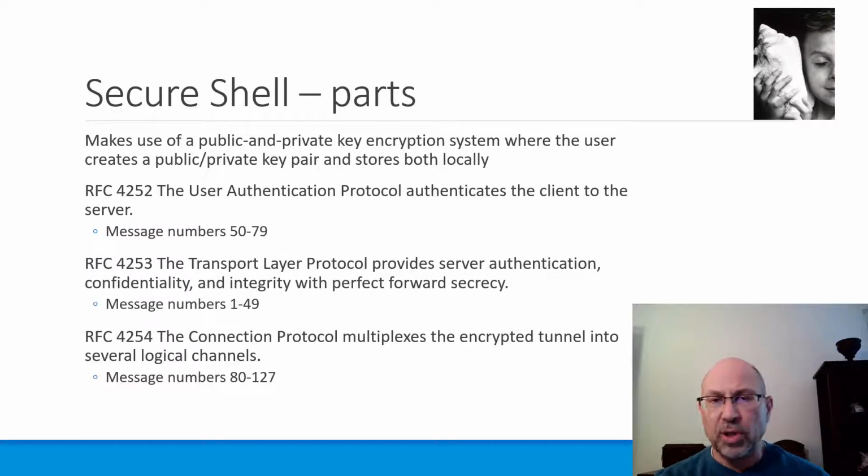Now, I've also included what are called the message numbers. If you've been on this channel at all, you know that when we look at protocols, messages almost always have a type associated with them, right? Wireshark or something like that will tell you what it is. This is a link state update, or something like a router update. And SSH is no different. Each one of these protocols has its own series of messages, and so I just included those here.